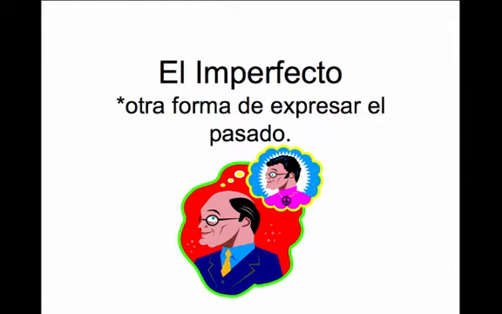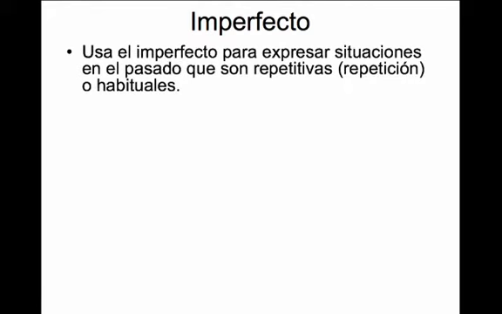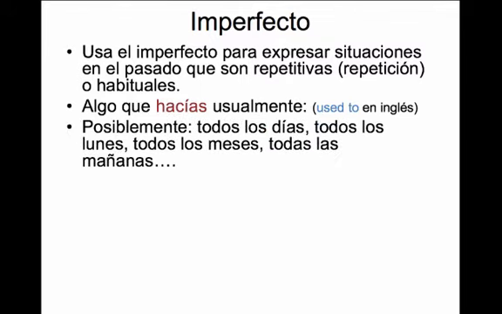This screencast is about el imperfecto, which is another way to talk about the past, versus pretérito, which we've been studying. So imperfecto is used to talk about situations in the past that are repetitive or habitual. Something that you used to do, you did usually, often. So we often use "used to" in English for this tense, but not exclusively. Possibly this is something that was done every day, todos los días, every Monday, month, every morning, something habitual.